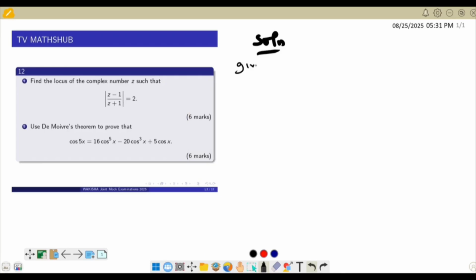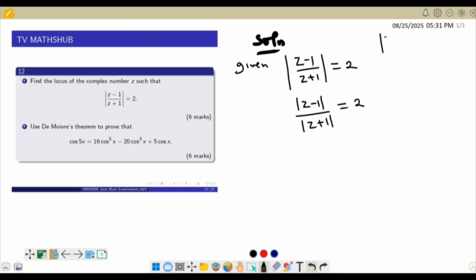So we are given that the magnitude of (z minus 1) upon (z plus 1) is the same as 2. We can write this as the magnitude of z minus 1 divided by the magnitude of z plus 1, and this will be equal to 2. You remember that the magnitude of z1 over z2 is the same as the magnitude of z1 divided by the magnitude of z2. So from here, we can say the magnitude of z minus 1 will be equal to 2 times the magnitude of z plus 1.